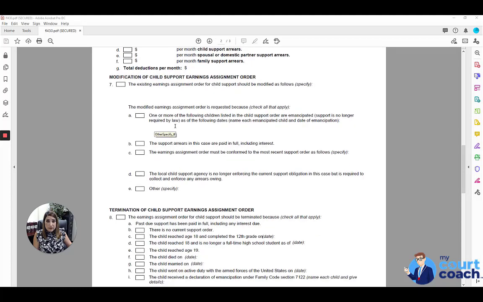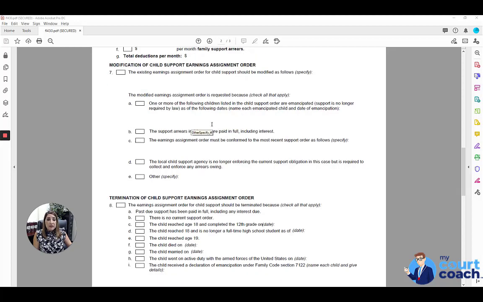Either one of the children covered by that child support order has emancipated, meaning that they are at the age of 18 and are no longer in high school, or one of the other circumstances that can lead to emancipation that are included in your child support order. That would be box A. If the order was just for support arrears and they are paid in full, including interest, mark box B.